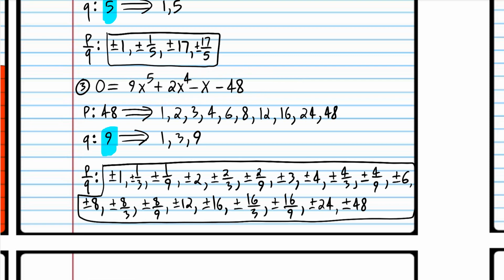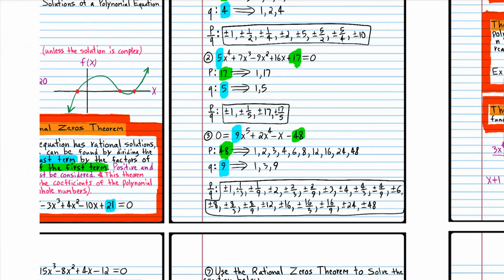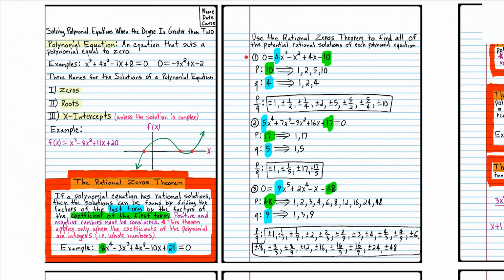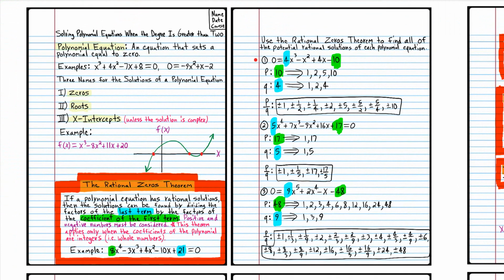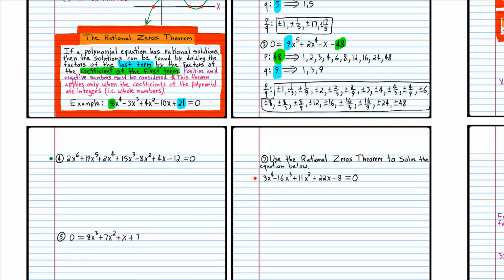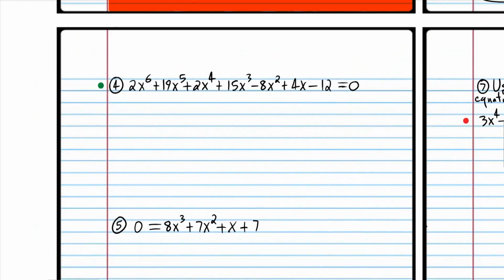If there are rational solutions, then they're going to be found on this list here. So that's how the Rational Zeros Theorem works. So I want you to try the next problem. Go ahead and take a picture of these two pages and attempt number 4.